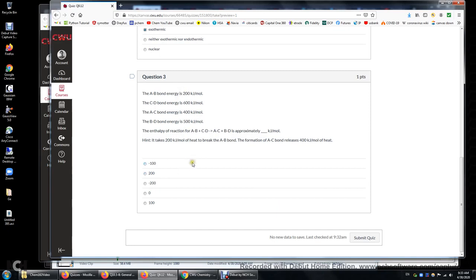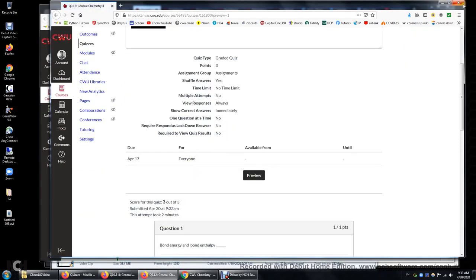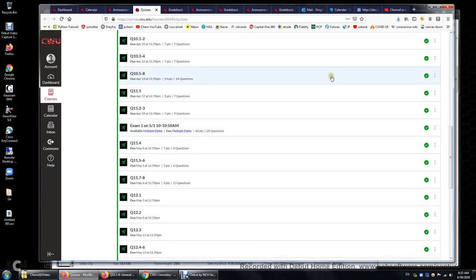Alright, over here, oh, this is complicated. You need to break AB bond and CD bond. So you need to absorb this much heat. You need 800 kilojoule per mole heat. So 800 flows in. And then when you form the AC bond, 400 flows out. When you form BD bond, 500 flows out. So 800 flows in, 900 flows out, overall 100 flows out, negative 100. All right, let's see, 3 out of 3, we're done.